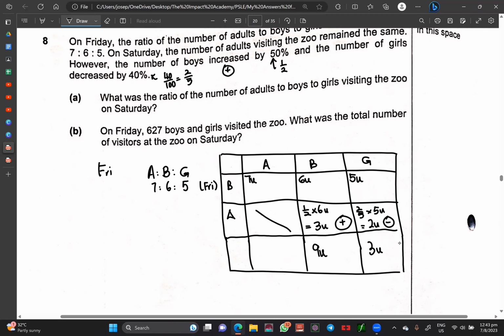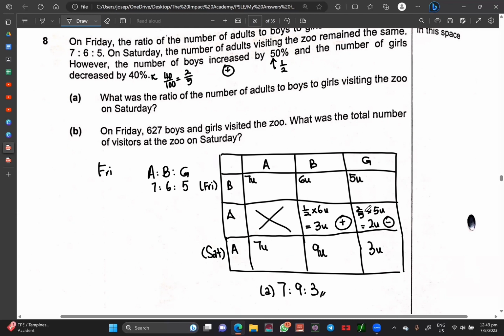Now, for adults, no change. So my after, which is my Saturday, will be 7 units as well. So there will be no change to my adults. Now, in question A, it says, what was the ratio of adults to boys to girls visiting the school on Saturday? So your answer has to be 7 is to 9 is to 3. Can you reduce it to simplest form? You can't, right? So this is your final answer for A.